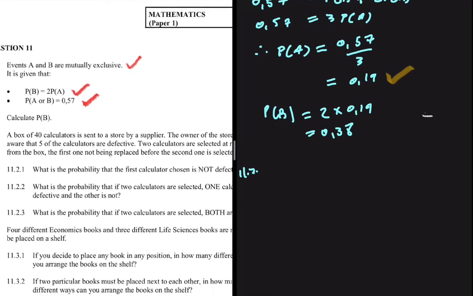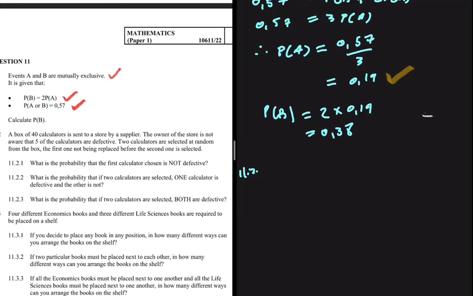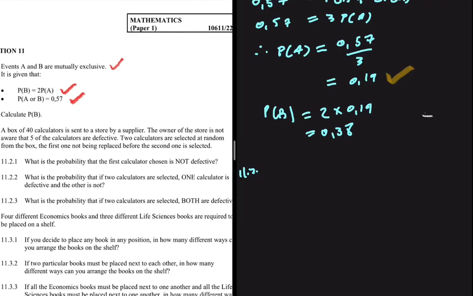A box of 40 calculators is sent to a store by a supplier. The owner of the store is not aware that 5 of the calculators are defective. 2 calculators are selected at random from the box, the first one not being replaced before the second one is selected. Right, and then 11.2.1. What is the probability that the first calculator chosen is not defective?